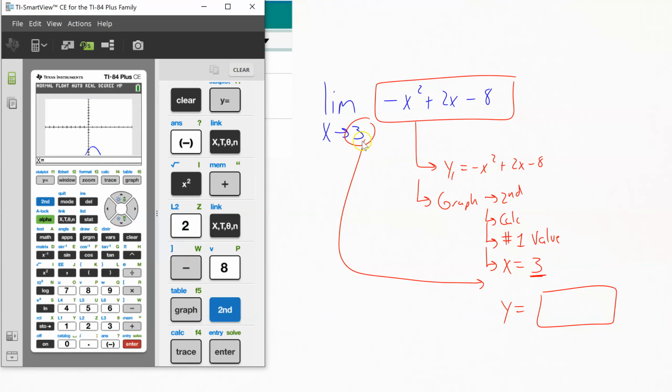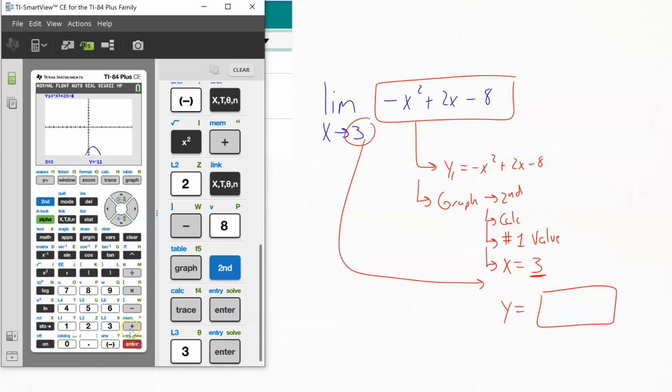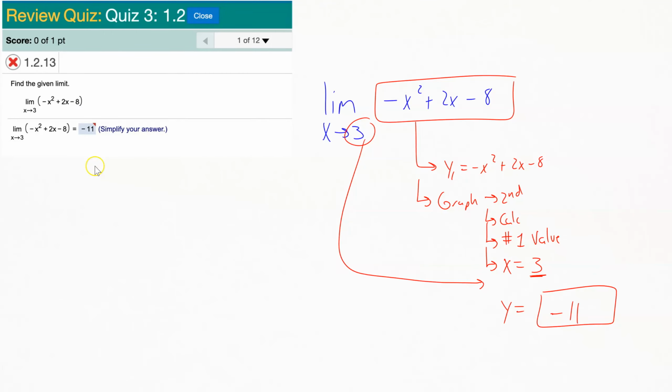And then what x value, that'll be the number they gave us, so that'll be the 3 they gave us here. And then the y value that comes out, that is our answer. So y equals negative 11. So the final answer here is negative 11.